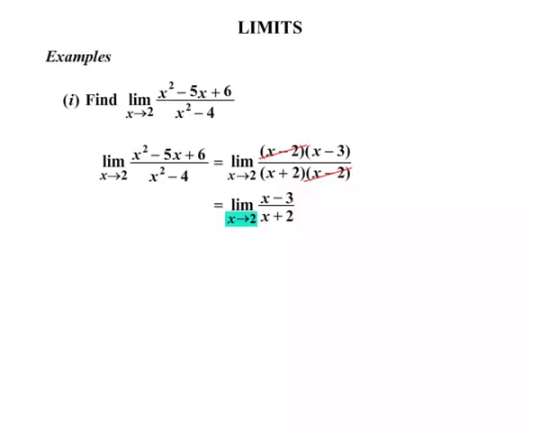At this stage then, we can substitute x is equal to 2 in. So when we put the 2 in for x, we get 2 minus 3 on the top, 2 plus 2 on the bottom, and that simplifies to be minus 1/4.